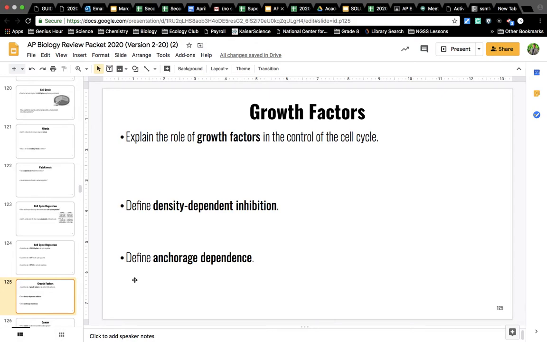Now, the idea of anchorage dependence means that cells to divide usually need to be attached to some sort of substratum. For bacteria they need to be on something like a biofilm, but for cells in our body, they need to be attached to the extracellular matrix.